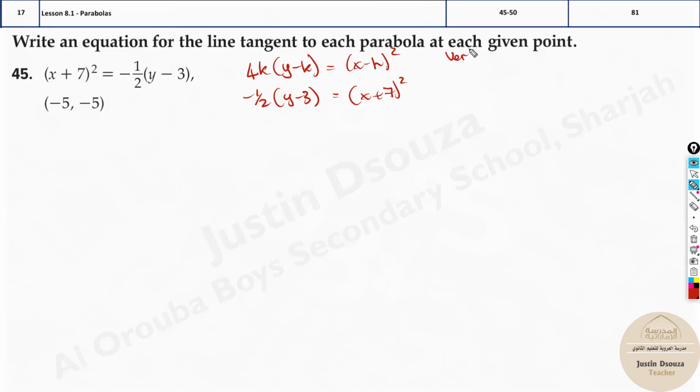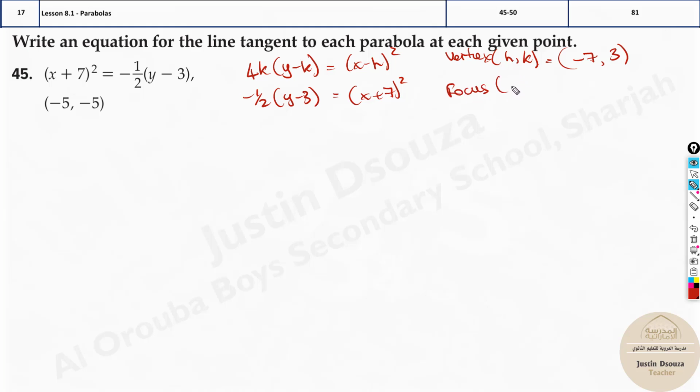What is the vertex value? Vertex is h comma k. Now over here this is plus 7, which means you should take minus 7 comma, what is k? It is directly 3. If it's minus, you directly take it positive, but if it is positive 3, you take minus 3. Now what is focus?